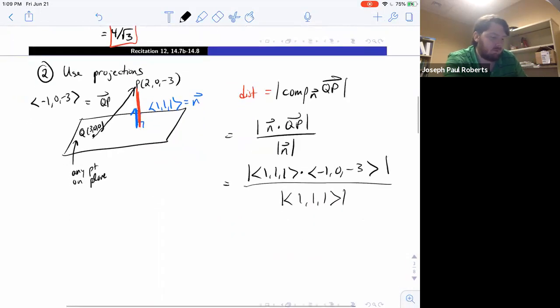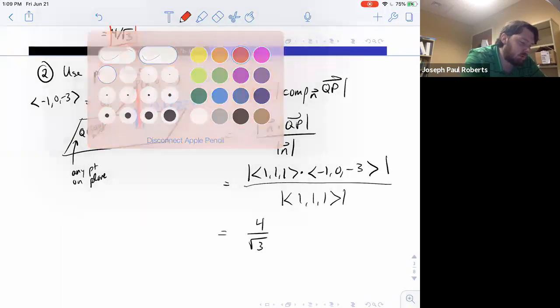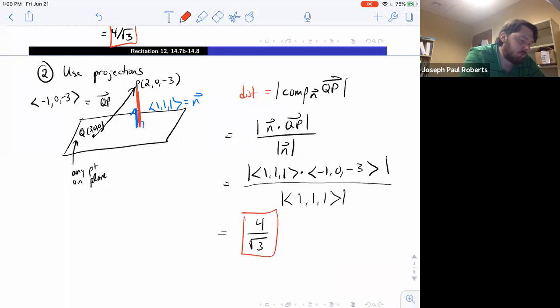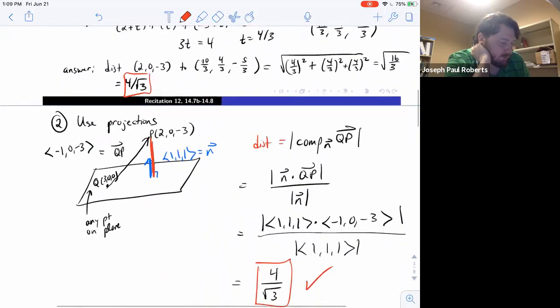all over the length of 1, 1, 1, which the dot product looks like it's negative 4. So the absolute value of negative 4, of course, is 4. And then in the denominator, we have square root 3 is the length of 1, 1, 1. And hey, what do you know? It's the same answer we got using our other approach. So that is good.